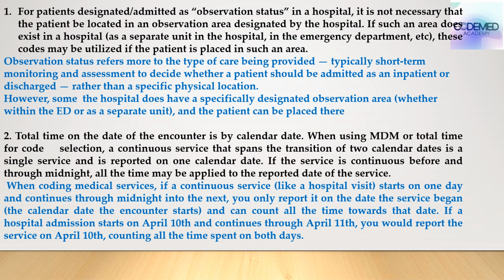And second, the total time on the date of encounter is by the calendar day. So when using the MDM or the total time for code selection, a continuous service that spans the transition of two calendar dates is a single service and is reported on one calendar date. For example, if the hospital admission starts on 10th of April and continues through April 11th, you would report the service on 10th of April, counting all the time spent on both days. So these are very, very important concepts.